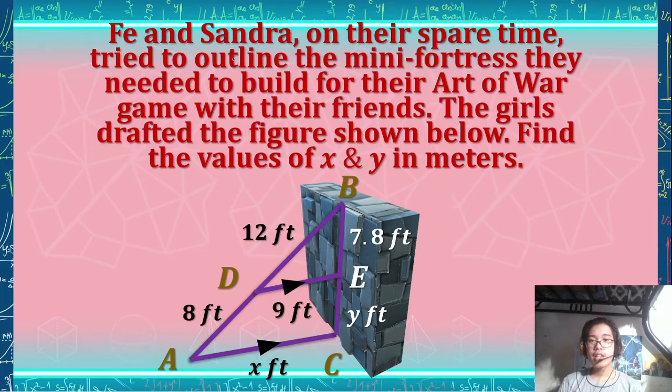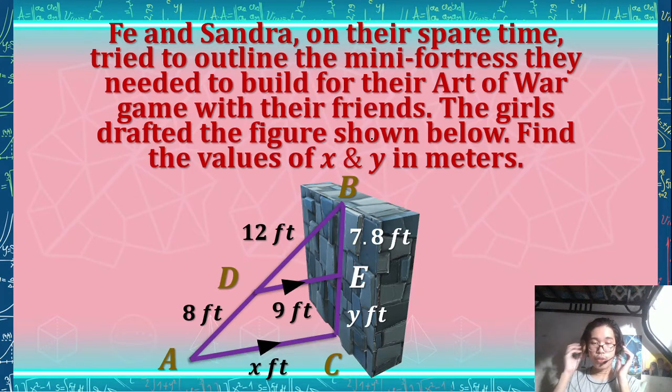Fe and Sandra, in their spare time, tried to outline the mini fortress that they needed to build for their Art of War game with their friends. So the girls drafted this figure below. We need to find the value of x and y to help the girls with their fortress.